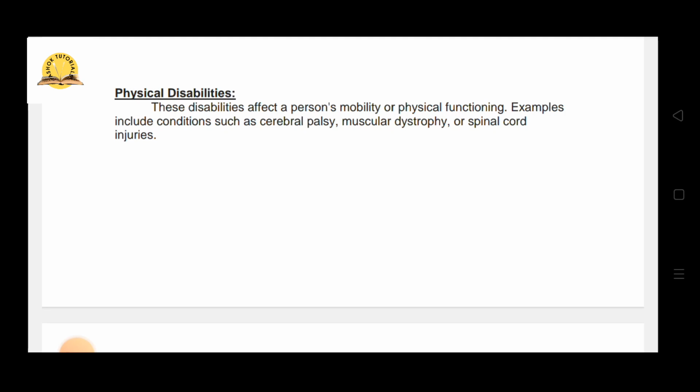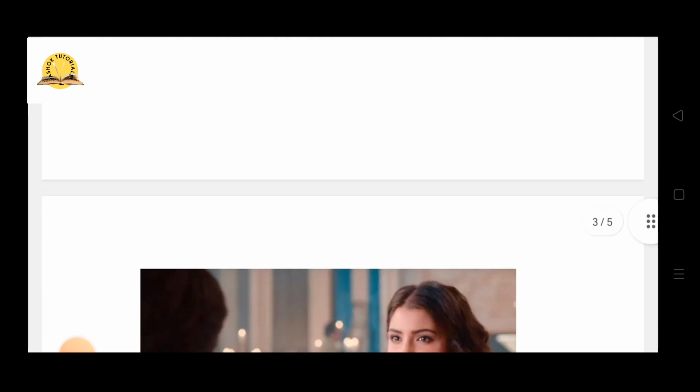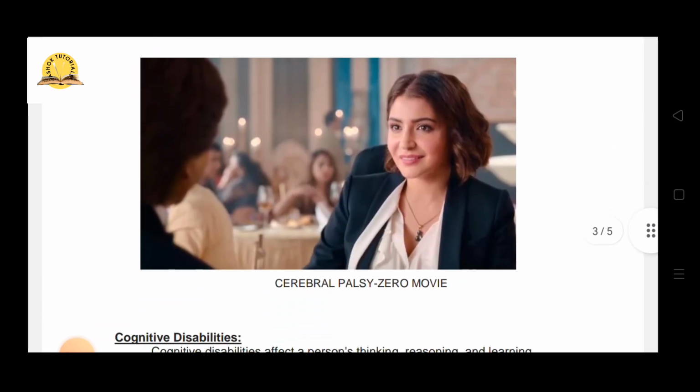That's why they are not able to walk or run. All right, they are not able to do the physical activities to the extent which people without physical disabilities can do. Now let us see, here I have put a picture of, see, who is she?